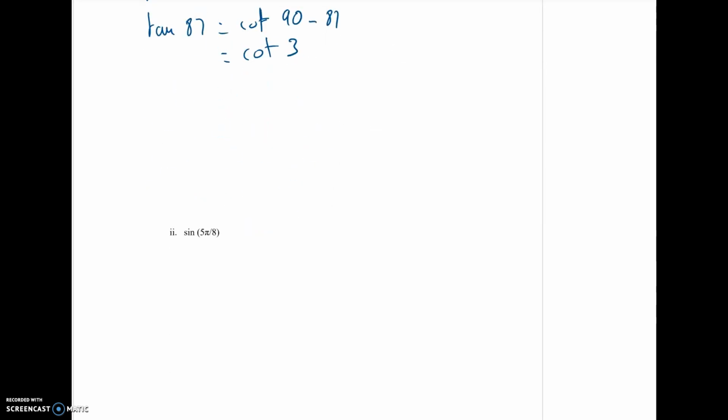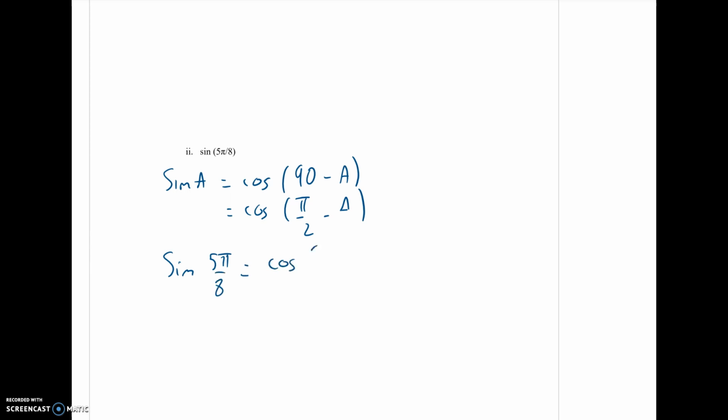Now let's look at sine of 5 pi over 8. In that case, I know that sine of the angle A equals cosine of 90 minus the angle A. Therefore, if I transform 90 into pi over 2, with A in radians, which is the case here, sine of 5 pi over 8 equals cosine of pi over 2 minus 5 pi over 8.